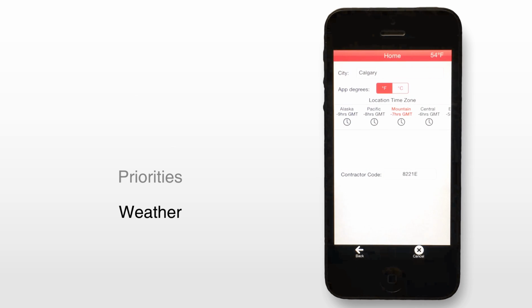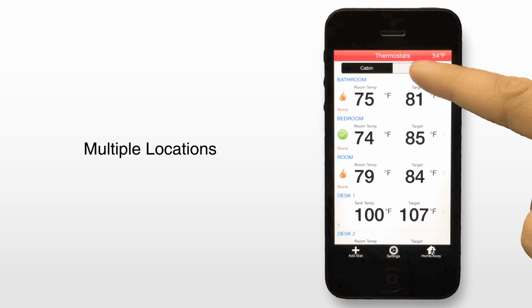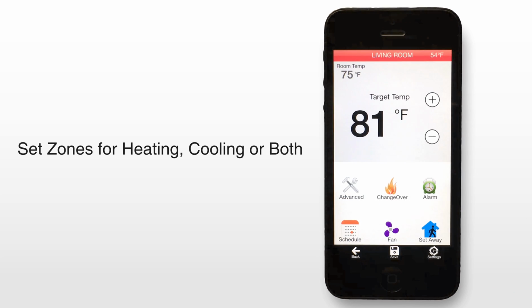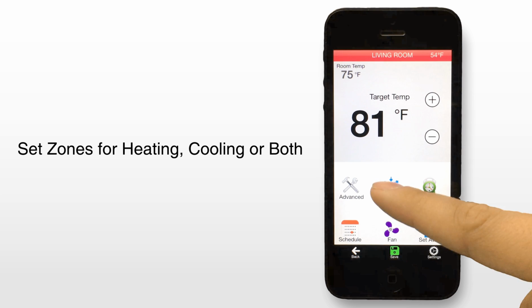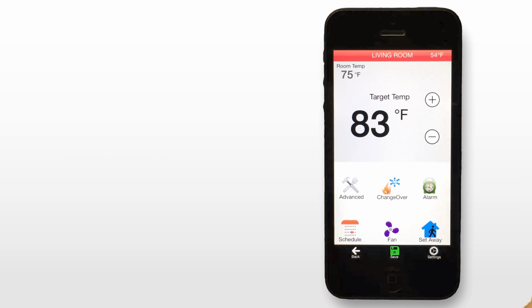You can also monitor and adjust comfort from multiple locations in real time. For each zone, you can set it for heating, cooling, or both at the same time. Easily raise or lower the temperatures with just a few taps.